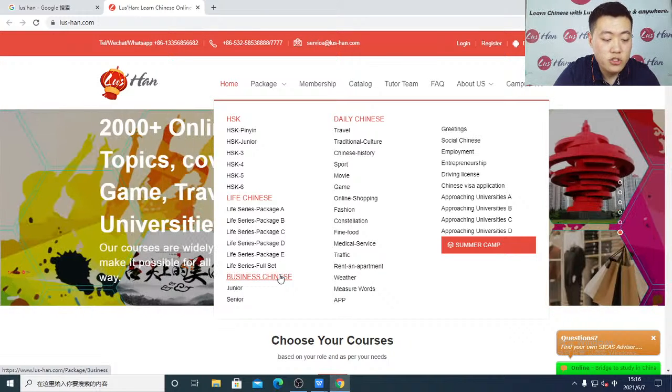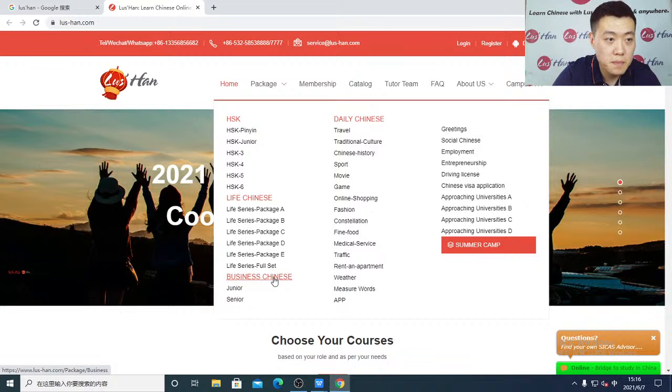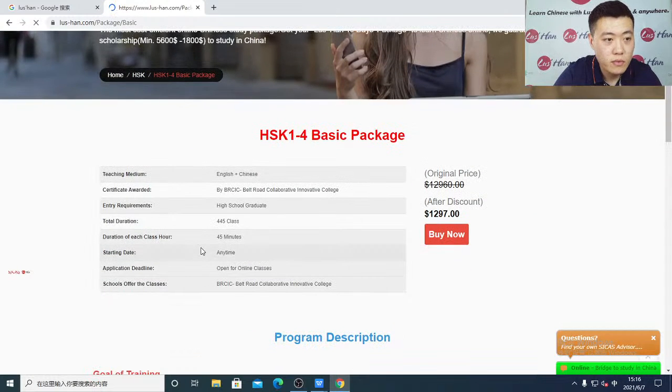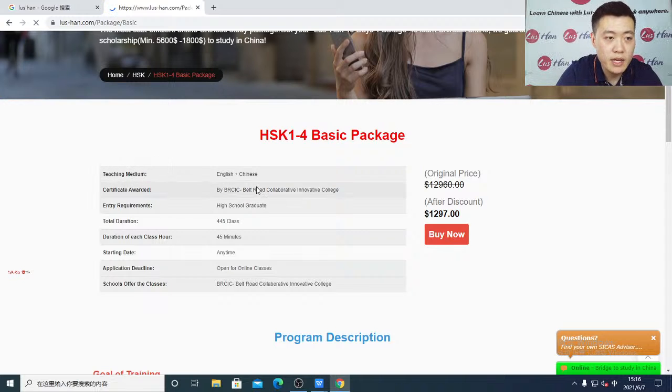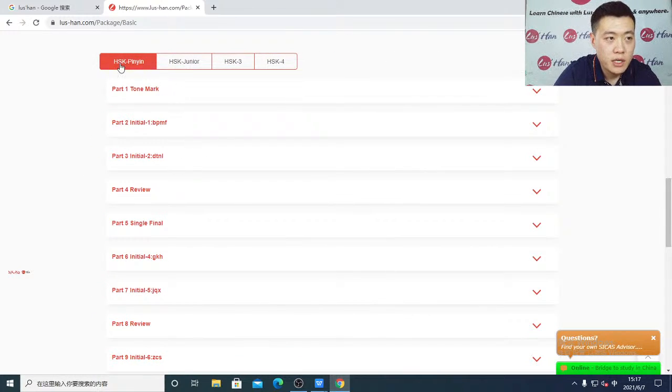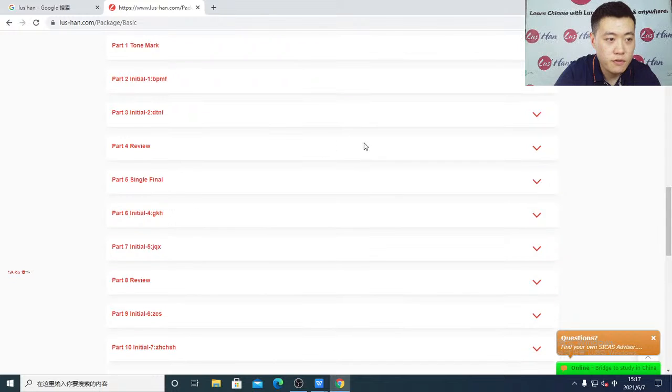Of course, the most important thing is the package about HSK tests, since it's closely related to the scholarship system. So let's check it out: the HSK 1 to 4 basic package. For the teaching medium, we use English and Chinese, and it is suitable for high school graduates, so you need to have graduated from high school, then you can learn more easily. The total duration is 445 classes, and each class is 45 minutes. And here is part of the HSK package, like the tone marks and the review of single finals.